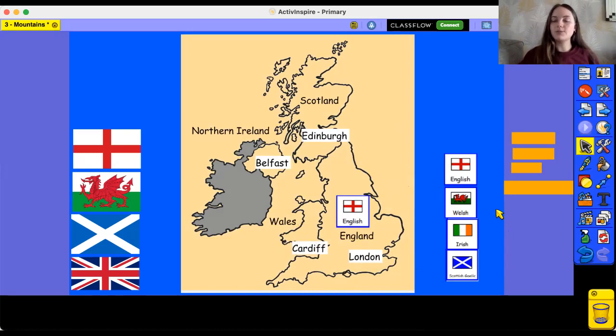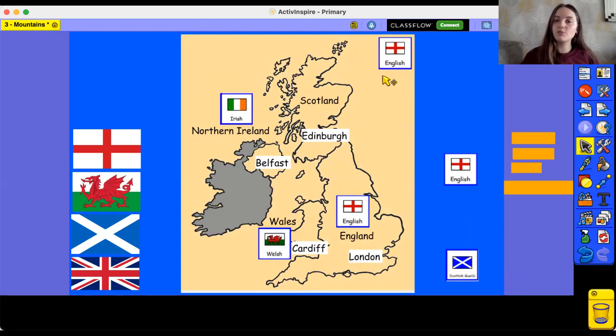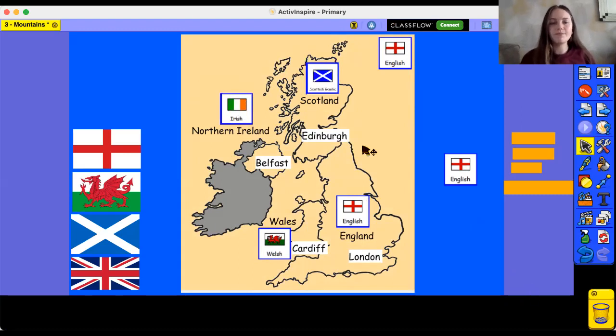What about Wales? What do they speak in Wales? English, Welsh, Irish, or Scottish Gaelic? Fantastic, they speak Welsh, but they also speak English because every country in the United Kingdom speaks English. What about Northern Ireland? What language do they speak there? Irish, fantastic, but they also speak English because they're one of the 4 countries in the United Kingdom, which means in Scotland they speak Scottish Gaelic. We're off to a great start, year 2, well done.